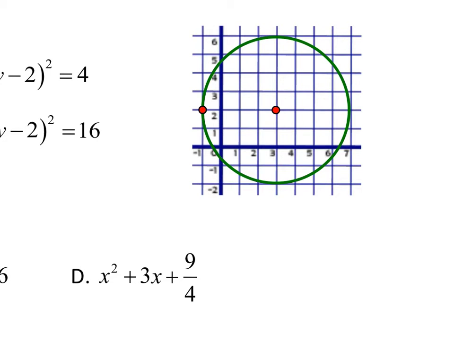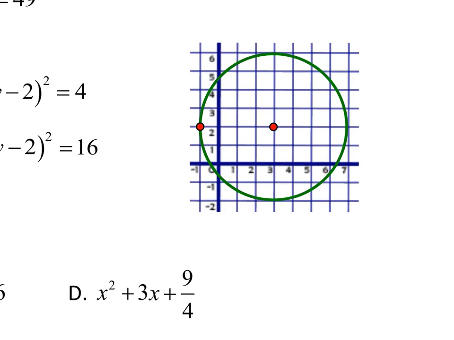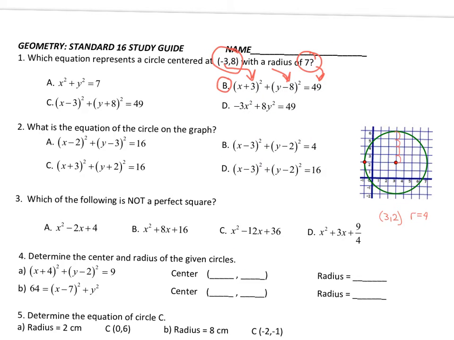In the second question, we're looking to come up with an equation for this circle. So the center is at coordinates 3, 2, and counting, the radius is 1, 2, 3, 4. So finding the equation that has center 3, 2, we have to switch signs. So that's why it would be D here with radius 4. 4 times 4 is 16.